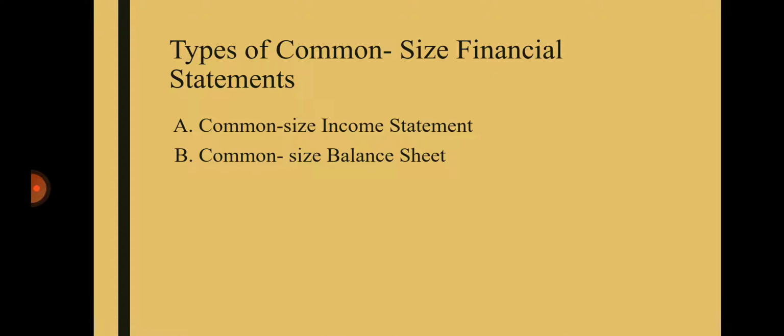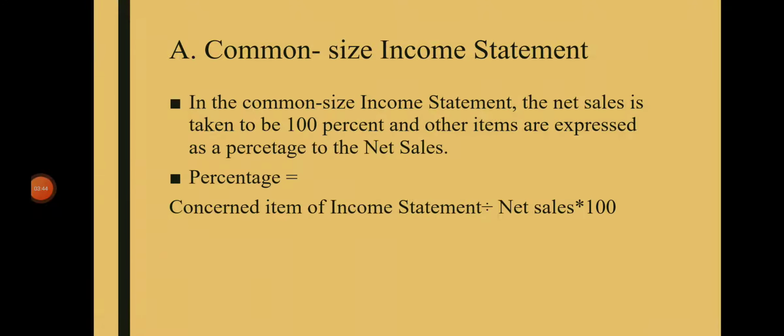And these are the two types of common size financial statements. First one is common size income statement and second one is common size balance sheet. Now what do you mean by common size income statement? In the common size income statement, the net sales is taken to be 100% and other items are expressed as a percentage to the net sales.